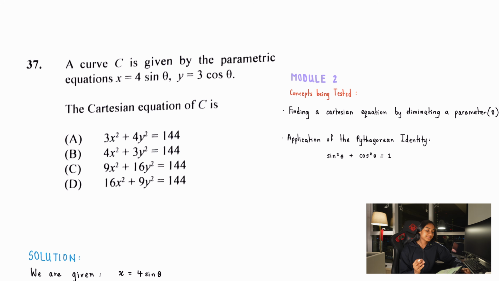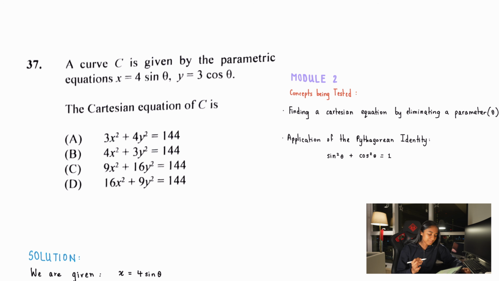37. A curve C is given by the parametric equations x is equal to 4 sine theta and y is equal to 3 cos theta. The Cartesian equation of C is one of the following. This is actually quite random. I thought they would continue with some more Module 3 content, but this is interesting.